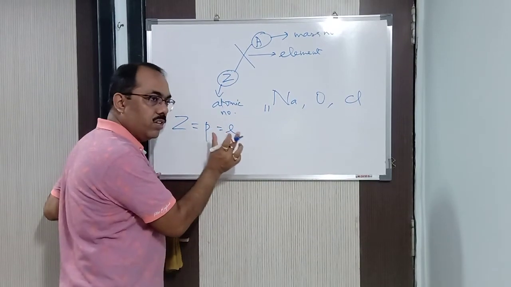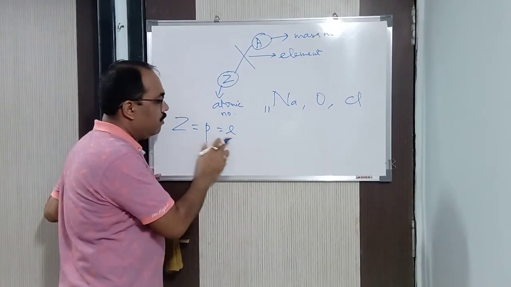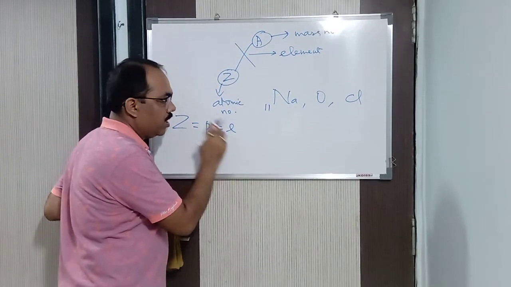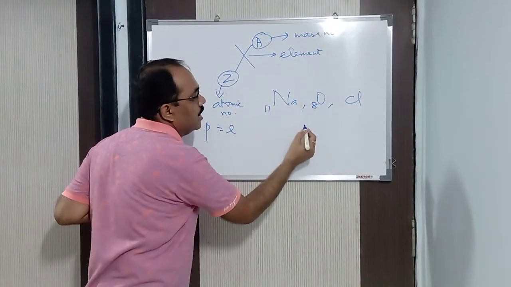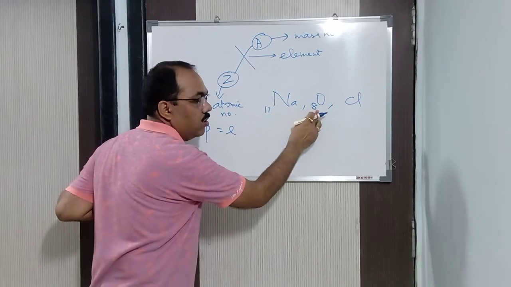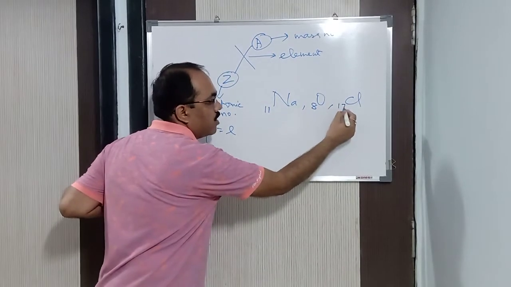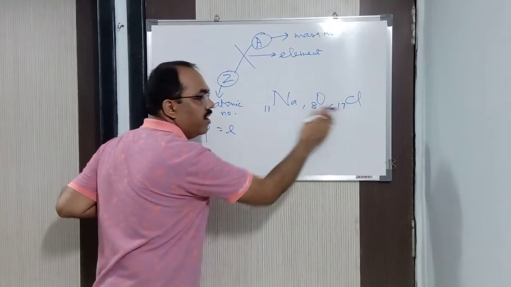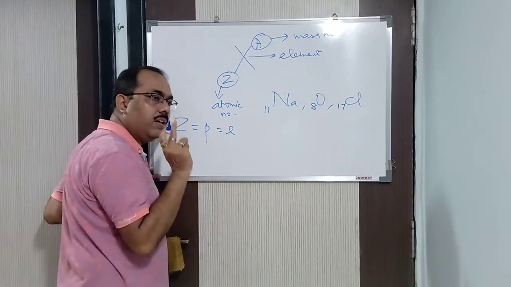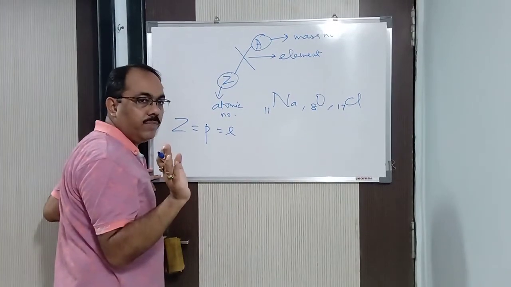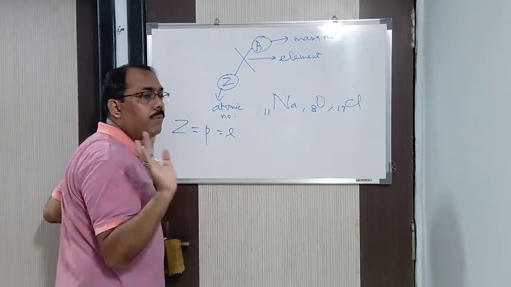Clear? So you understood what atomic number is? Very simple. Number of protons is equal to number of electrons. Like in the case of oxygen, the atomic number is 8, so 8 protons is equal to 8 electrons. For chlorine, it is 17, so 17 protons is equal to 17 electrons. Alright, atomic number is a fingerprint of an element. Remember it.